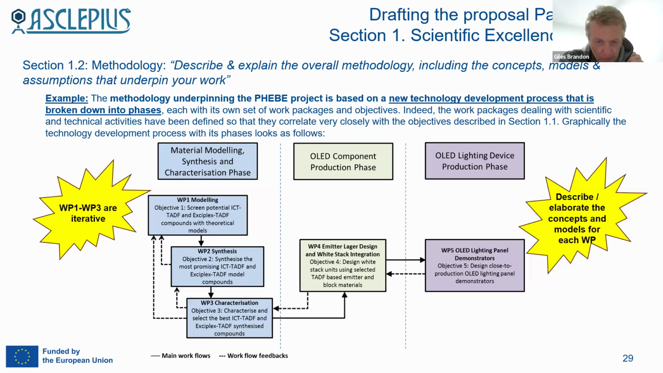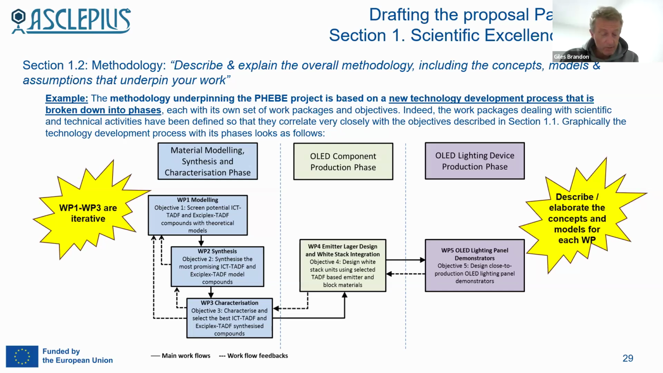I said, well, look, I see we've roughly got these different phases of developing: the modeling, synthesis, characterization, components, lighting. Okay, I'm going to create a figure and put the work packages in there. I recognize that for work packages 1 to 3 there's some kind of iteration. I'll put this all in a nice figure and say, this is our methodology. We're following a technology development process.